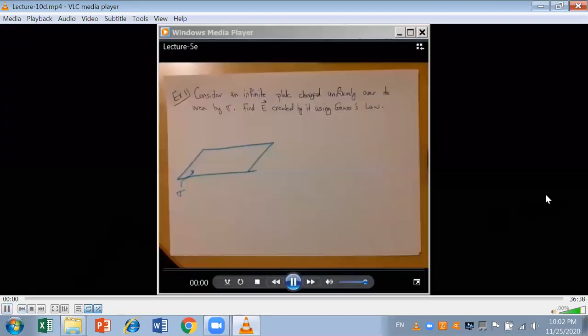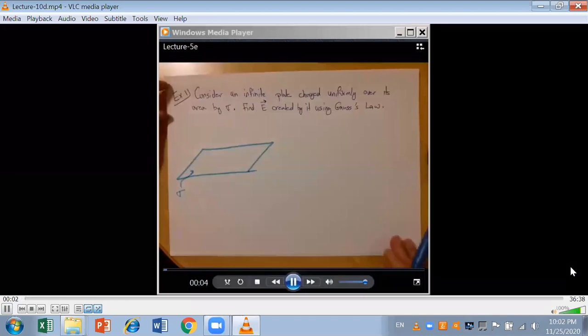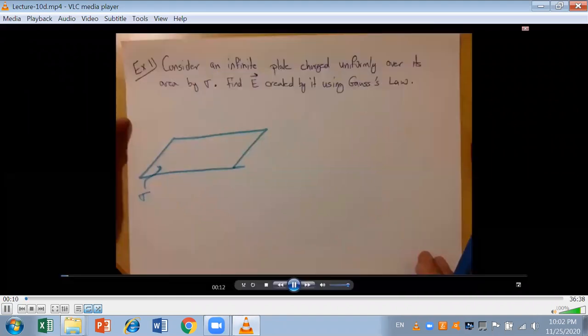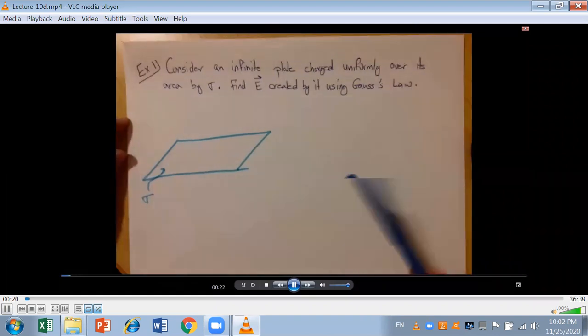This is a new video. We're still doing applications on Gauss law, which is the second chapter. We've managed to do applications on the two types of symmetry, the spherical and cylindrical, and it's time now for the plane symmetry problem. The best way to explain it is to consider an example.